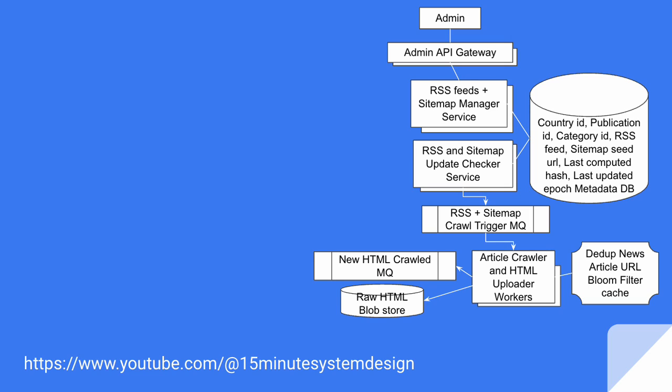And if this article has not been crawled previously, this will be crawled and the HTML will be stored in a raw HTML blob store. In case the article has been crawled already, it will terminate checking further because all the recently updated articles will be on the top, right? And it will also emit an event in the new HTML being crawled message queue.